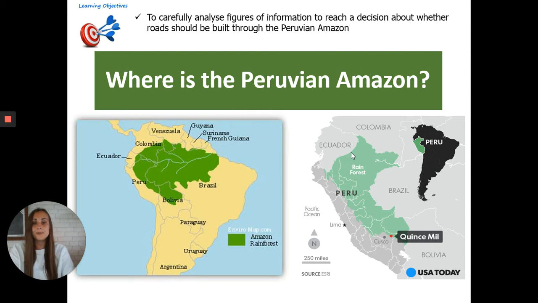So there's two maps there. Remember, when we're using maps to describe location, say what continent it's on, what country, what part of the country, use your compass, so north, east, south, west, what is it close to, what is it bordering, any physical geography features, and so on. So if you want to have a quick pause now with that up there and have a go at the task of describing where the Peruvian Amazon is located.